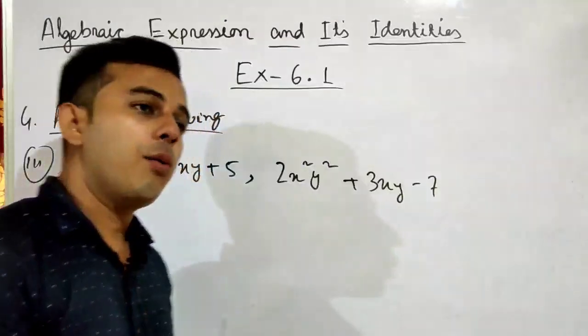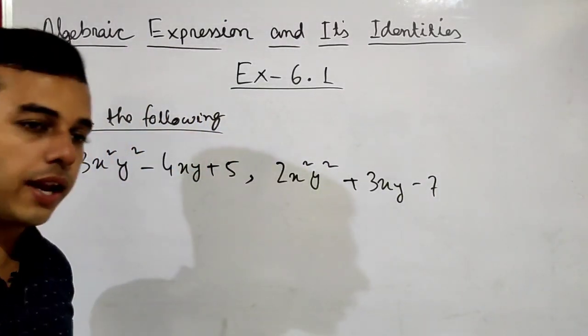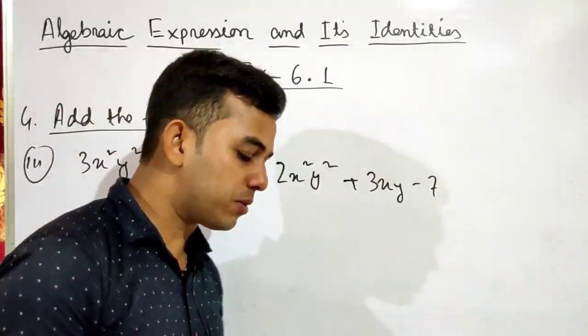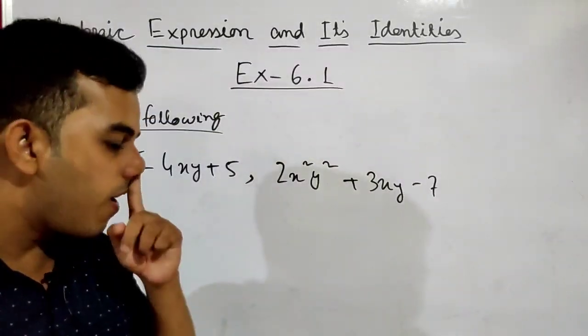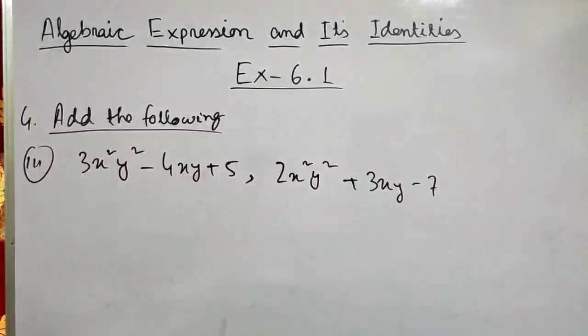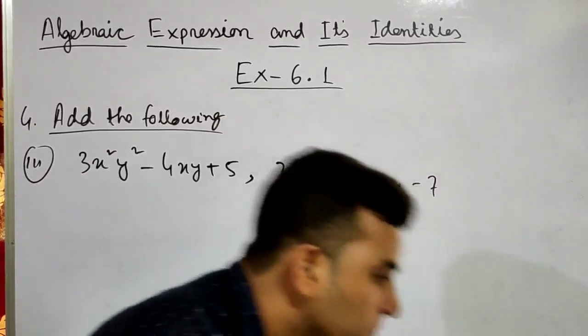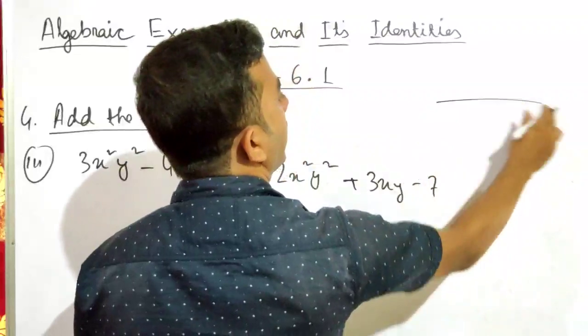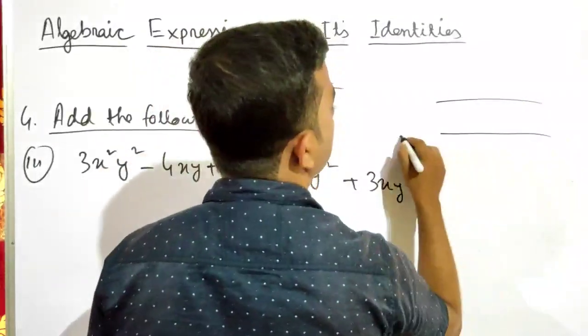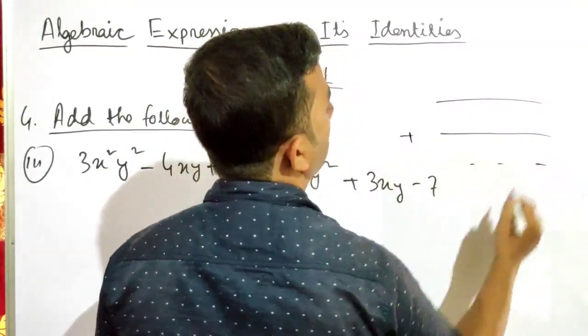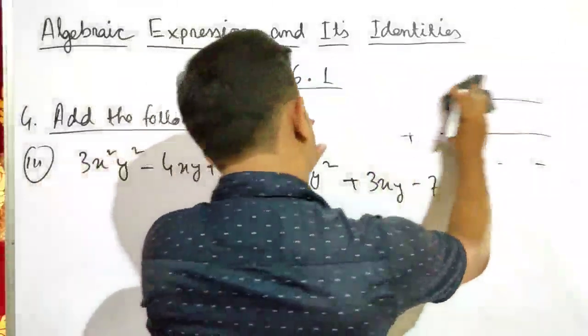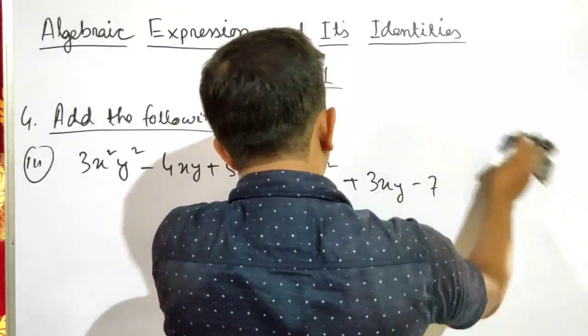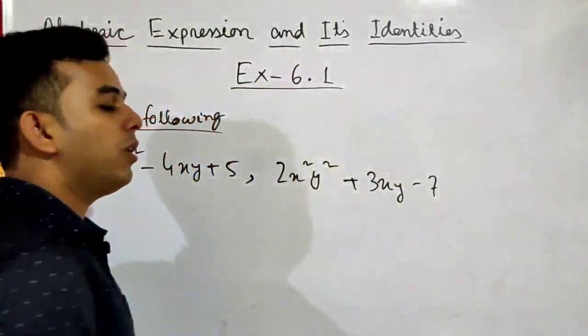So we can add the polynomials, and we can also subtract the polynomials, in two ways, okay? One is the horizontal method and another is the vertical method. Vertical means what? We'll be writing one equation here, and one equation here, and we'll be finding their sum, clear. And horizontal means what? In only one line we will add, no need to write two lines.